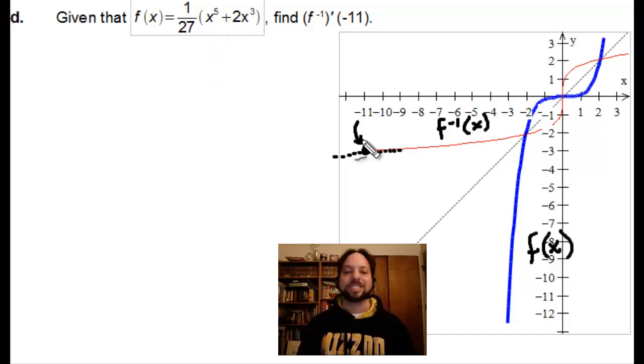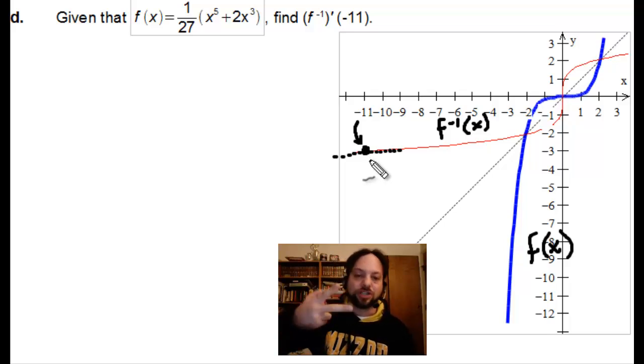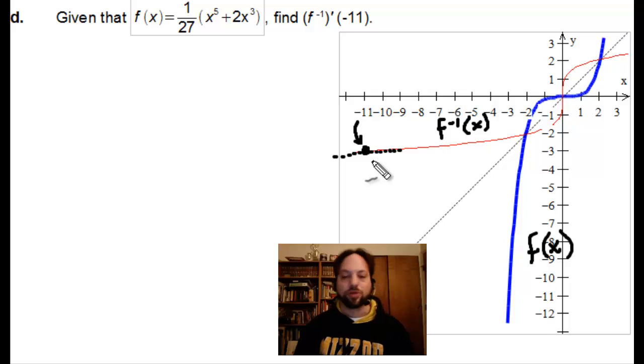So what we're going to do instead is find the inverse point on the original graph that corresponds to this point here. From there, we'll differentiate our original function and find the derivative at that point, and then we'll just do the reciprocal and have what we're looking for.